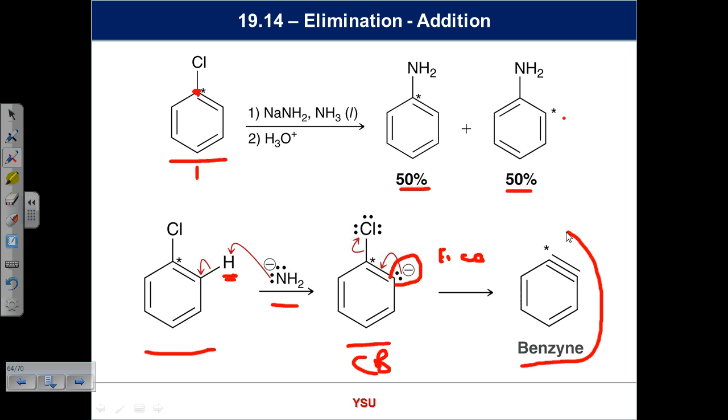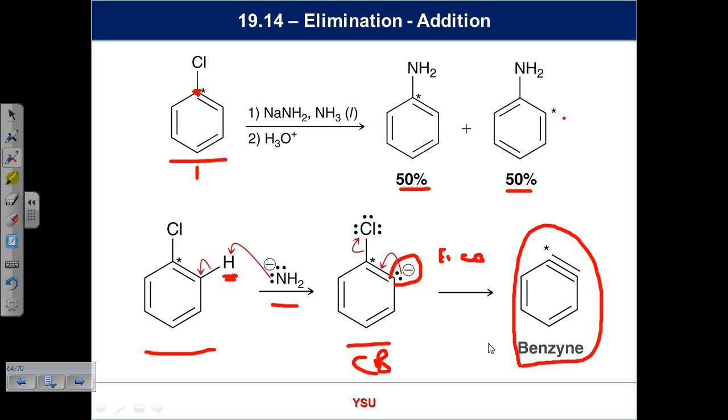And this is something that should disturb you. You should have nightmares about this thing, amongst other things. What's so odd about that? What's so strange about that? Strain. That looks like an alkyne in a six-membered ring. It is strained.